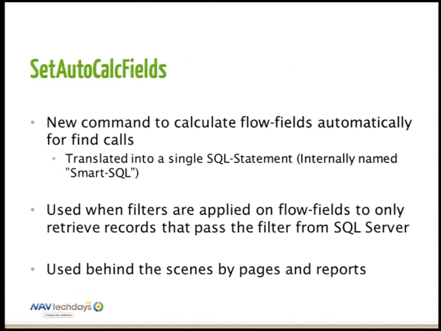We've got a new function called SetAutoCalcFields, as Lars showed. What this does is instruct us to, when we go and get data from a table, say the customer table, then we can get the balance, for instance. We can calculate the balance FlowField in one go, in one statement from SQL. This is automatically used if you filter on a FlowField, say you want all the customers with a balance greater than 0, then we will use this functionality to transfer this whole request into a single SQL statement.